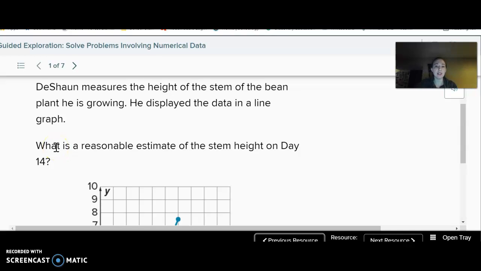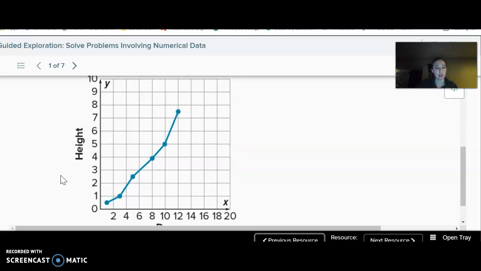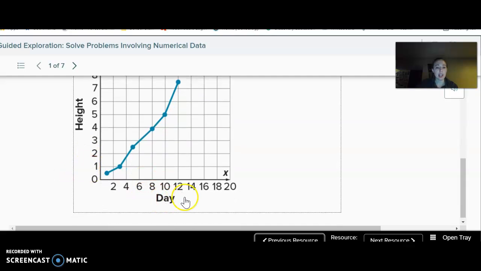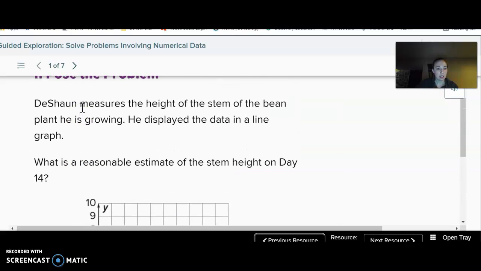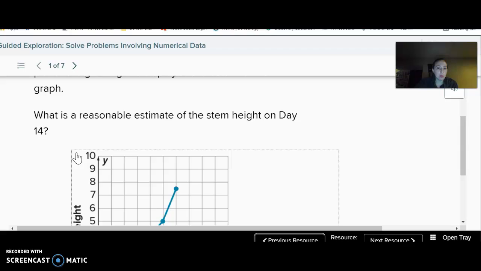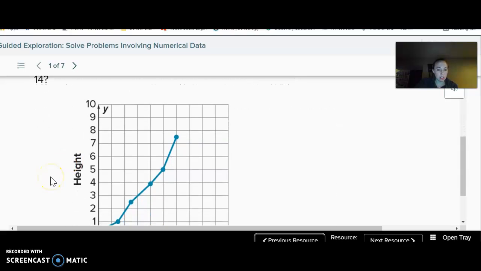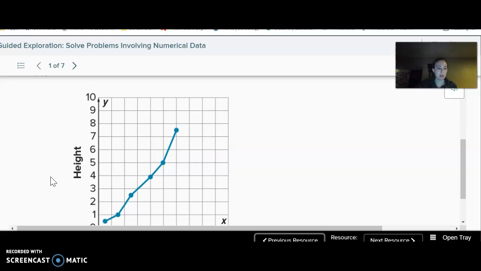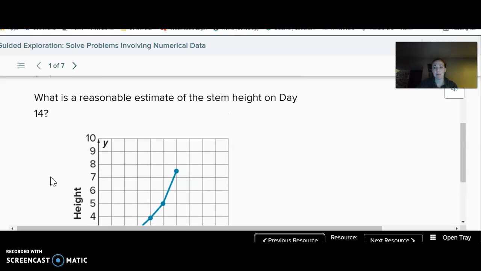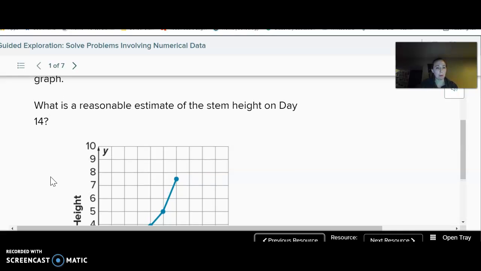Deshaun measures the height of the stem of the bean plant he is growing. He displayed the data in a line graph. So we can see the line graph here. We have the day. We have the height. Now, it doesn't tell us what the height is in. We can assume probably inches. Like feet would be weird, that we'd have like a 7-foot tall bean plant, especially that fast. So if it's day by day, much more reasonable that it is inches. But could be centimeters probably as well.